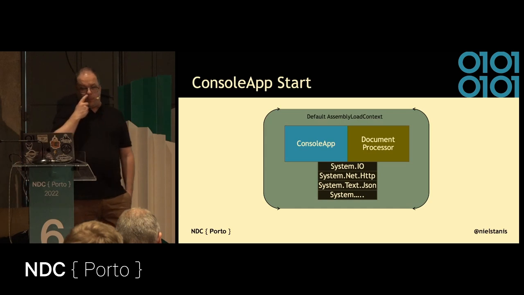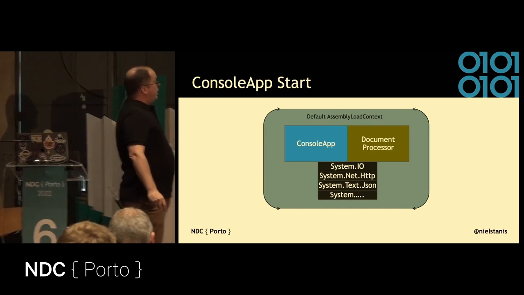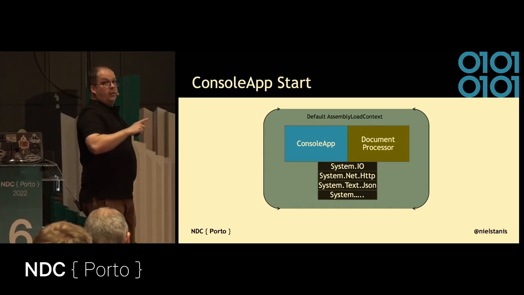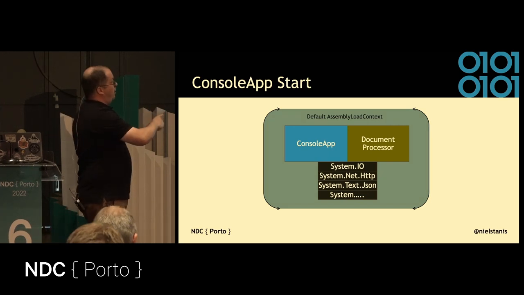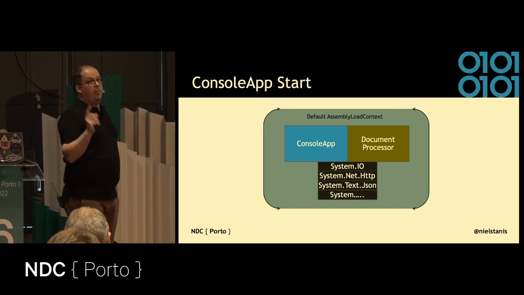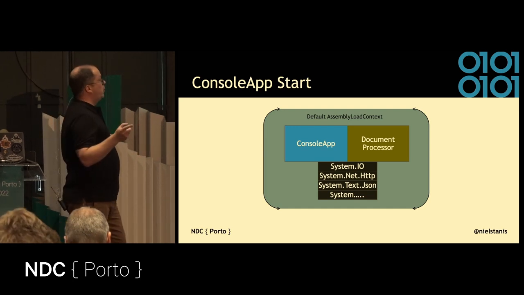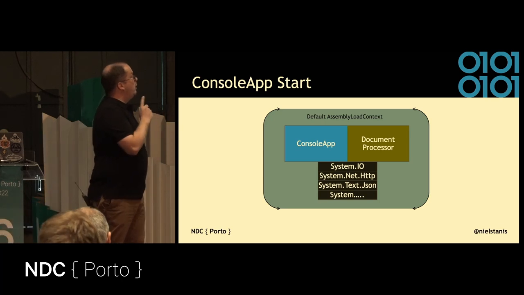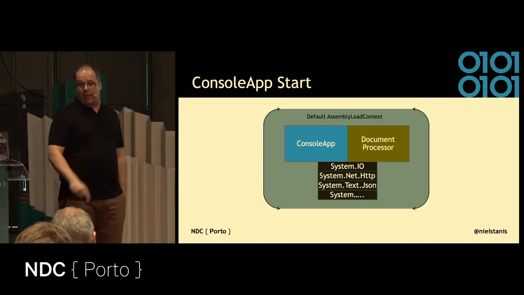So we started out developing this. We had a default load context. That's our app. We have the console app that has the document processor library next to it. And underneath there is the whole framework dependencies we rely on, which of course is IO. We do something with files. We need to have HTTP, right? That's the client, of course.